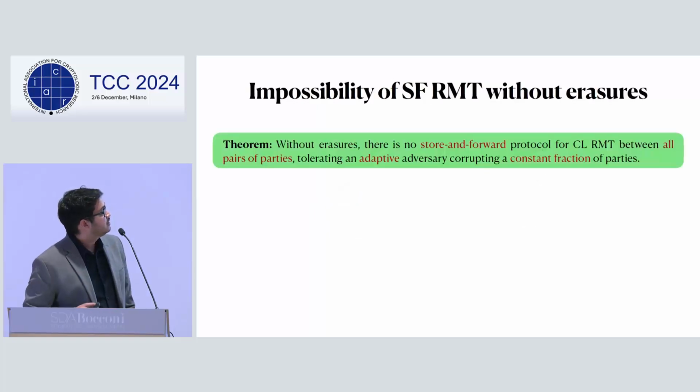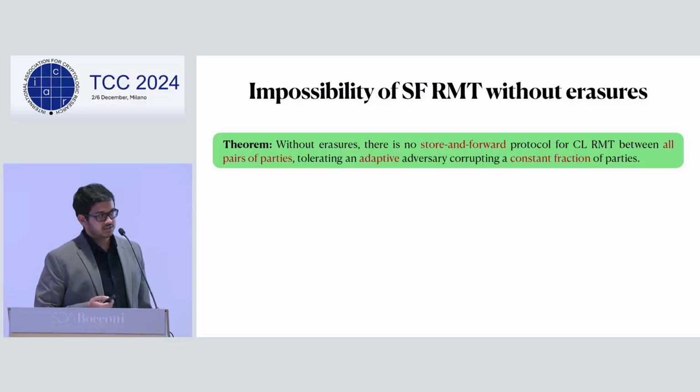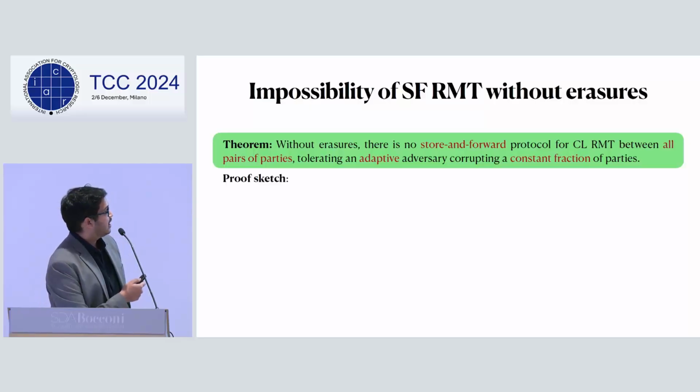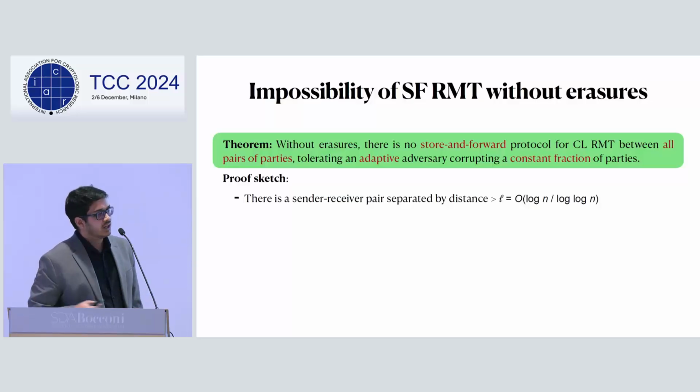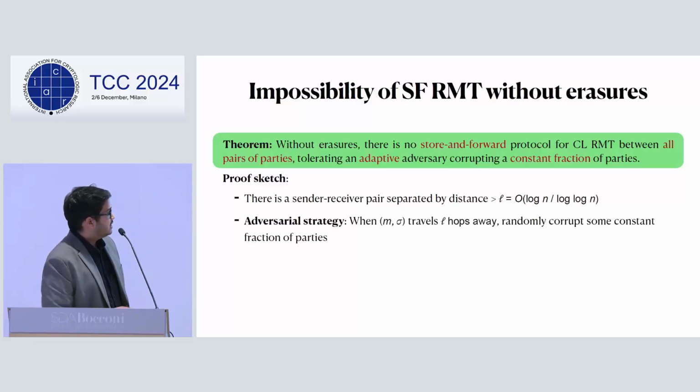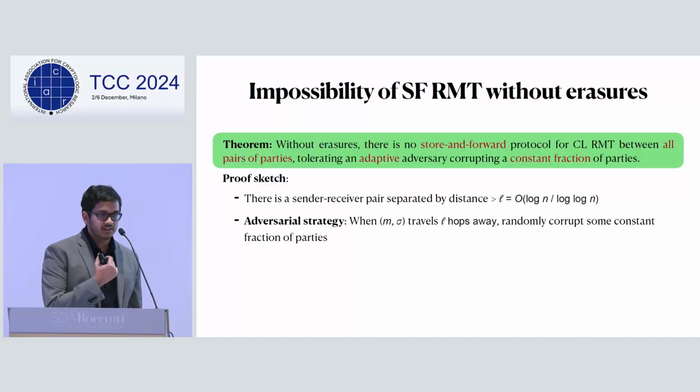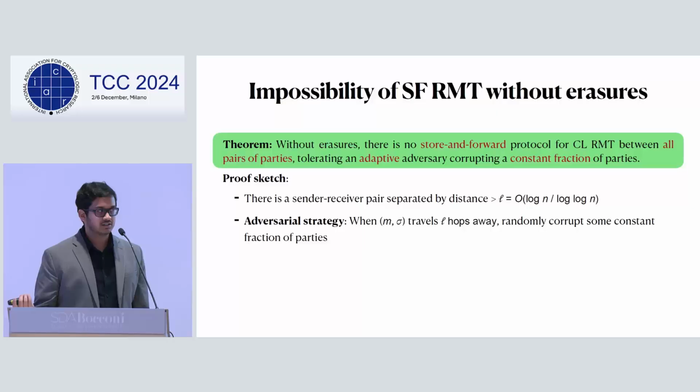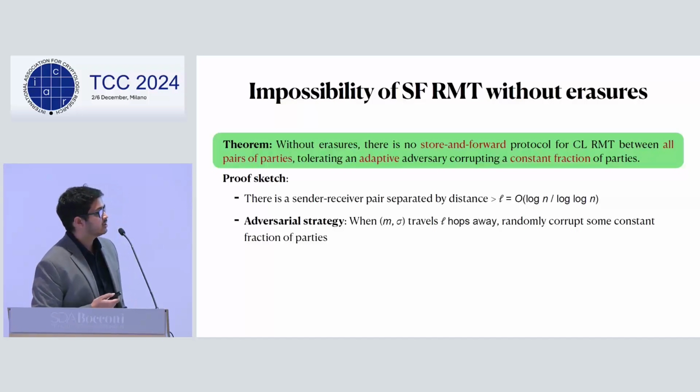And we will show that such protocols cannot be used for reliable message transmission in the absence of erasures. And the proof sketch here is basically, we first show that there is some sender-receiver pair, which is separated by a distance that is greater than some little l, which is order of log n over log log n. And this is just a counting argument based on the polylogarithmic degree of the graph. And then the adversarial strategy is that when this message has traveled l hops away from the sender, so it hasn't reached the receiver yet, the adversary just goes and randomly corrupts a constant fraction of the parties. Specifically, I think it's 1/4 of its corruption threshold.